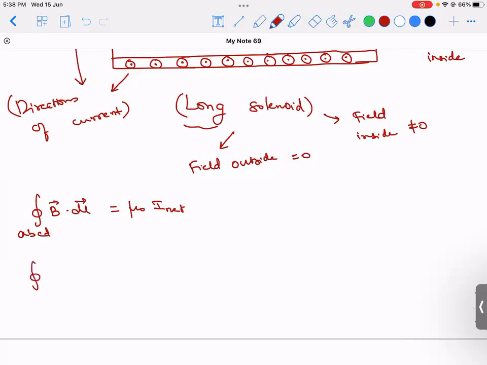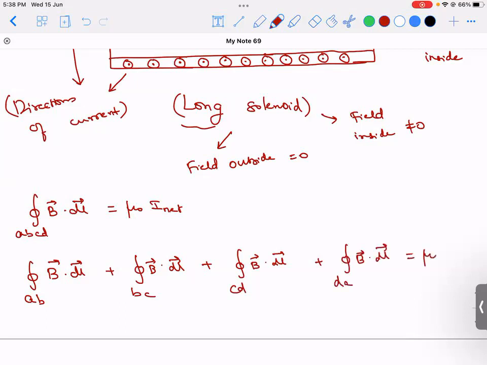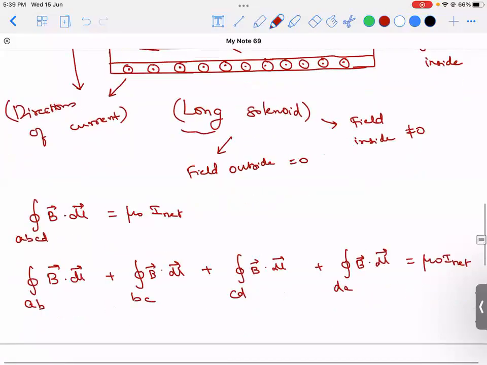Okay. So this line integral of B dot dl around ABCD, can I write it like this? The line integral of B vector dot dl vector from A to B, plus the line integral of B vector dot dl vector from B to C, plus the line integral of B vector dot dl vector from C to D, plus the line integral of B vector dot dl vector from D to A, is equal to mu naught into I net. Is that clear? So did you understand what I did? I broke the dl part into 4 because a rectangle consists of 4 sides. Does it make sense? Yes? Is there any doubt? Clear?